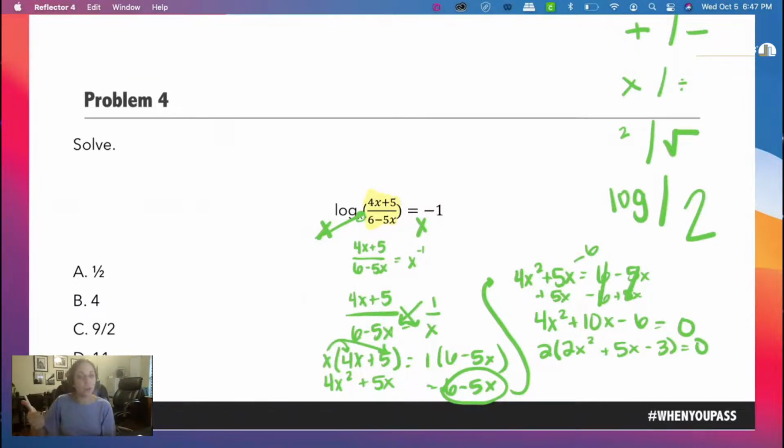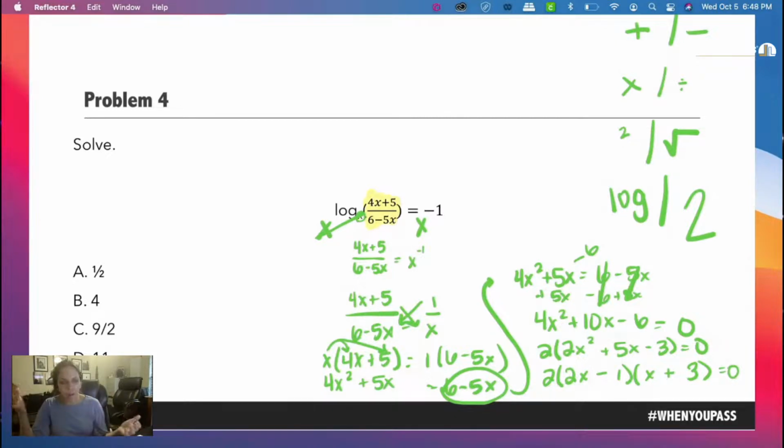The quadratic formula works every time, but it allows for a lot of computation errors, and I just don't like to complete the square. So I'm going to try to factor this. 2 and x, 3 and 1. 3 times 2 is 6, minus 1, that equals 5. So 2x squared plus 6 minus 1, okay, equals 0.